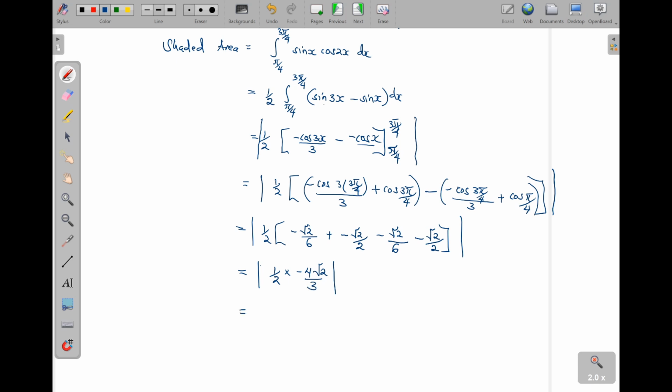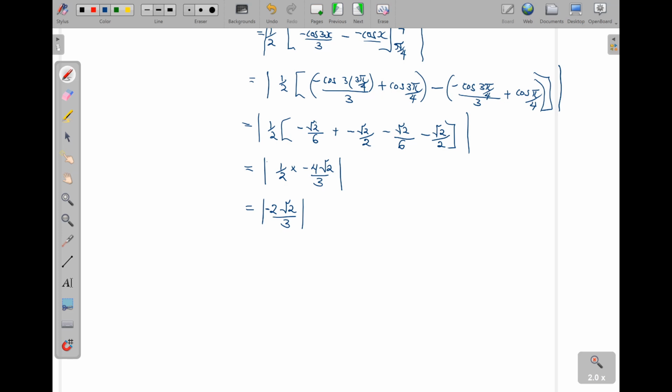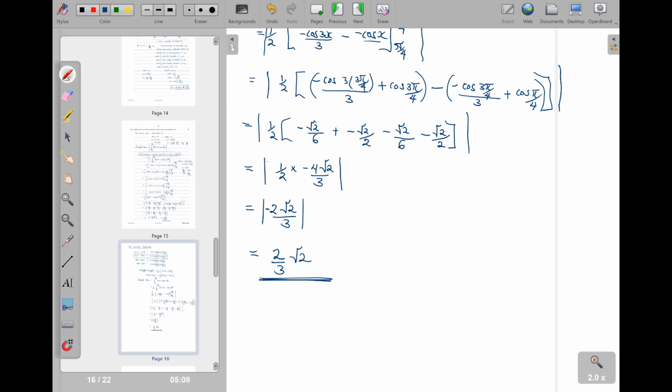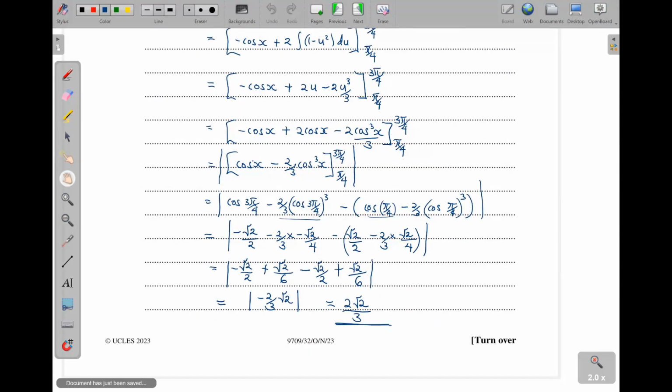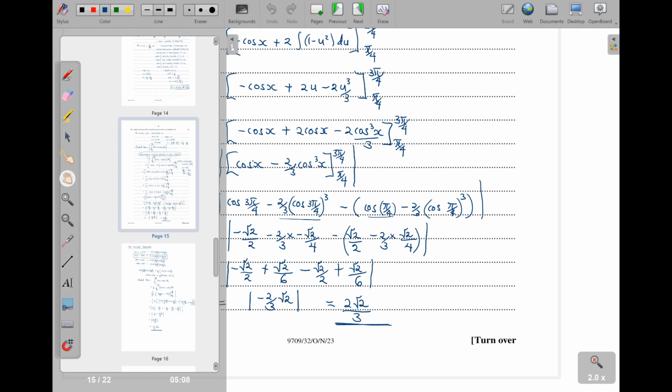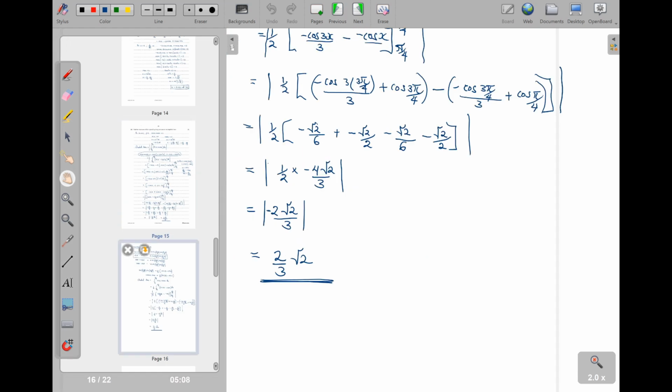So modulus, this is a half, times this is negative 4 root 2 over 3. Okay, then here 2 goes into the 4 2 times, right? So you get 2 root 2 over 3 negative. But now of course the modulus makes this one positive, so you get 2 over 3 root 2. Same answer. I think it is the same answer that we got here. You see, 2 root 2 over 3, and also here we have gotten 2 root 2 over 3.